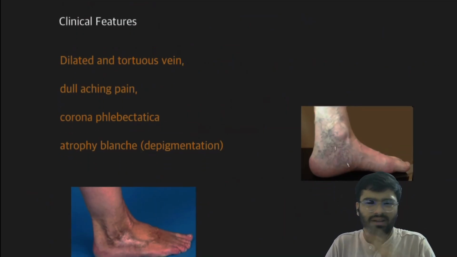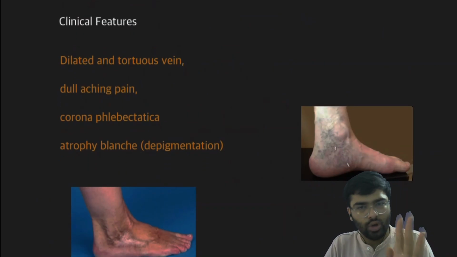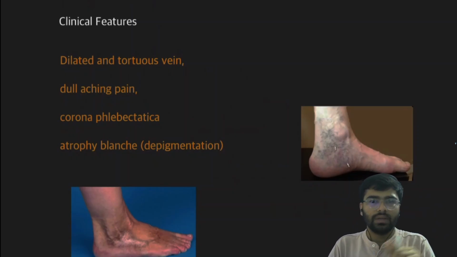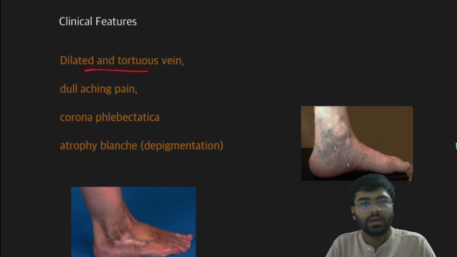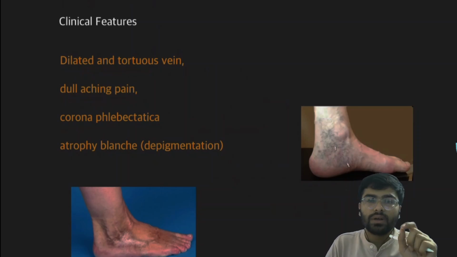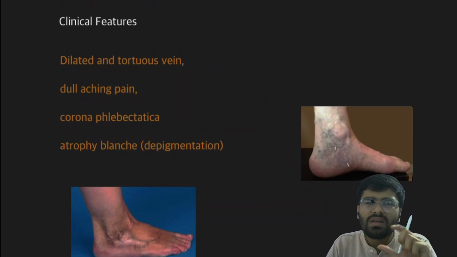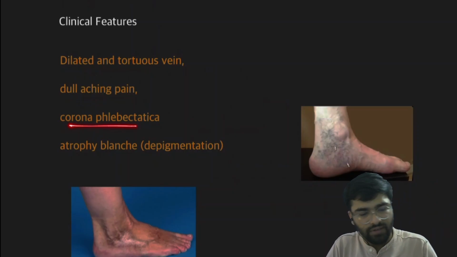There are four basic clinical features. One is dilated and tortuous vein, which I've told you appears to us from outside. That is the tortuous and dilated vein. Another one is dull aching pain. What is dull aching pain? When you press that area of dilatation, there is a dull pain, not a sharp one. Okay. Another one is corona phlebitica.